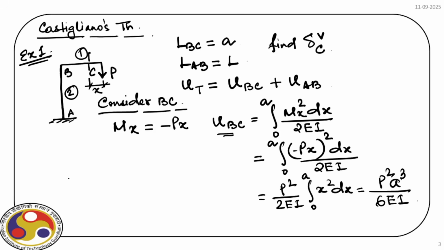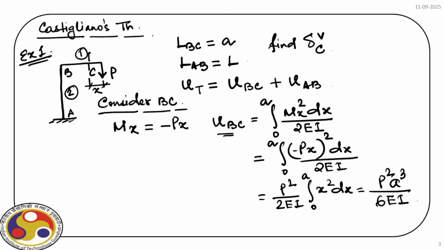Now we have to repeat the same for the second part. And for that, let us consider AB. Now, for this part, if we draw the bending moment diagram, what we have? We have PA at this end, and this is negative, right? So this is P times A. And the same moment will act here, and for the entire length, it will be same, right? So this is also PA.